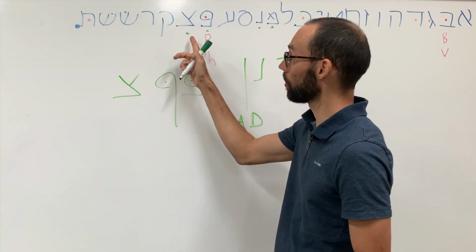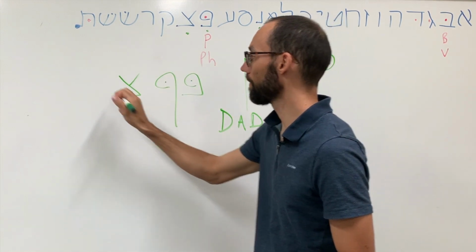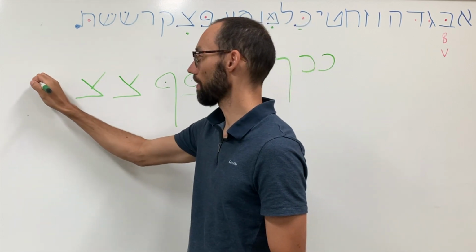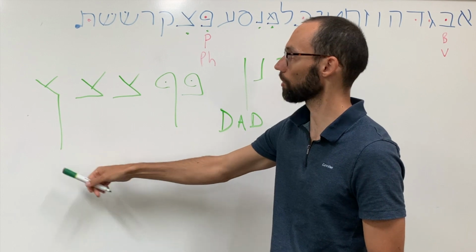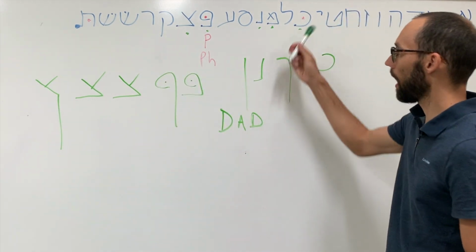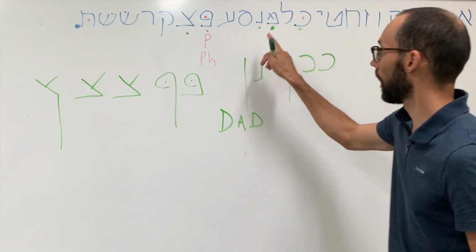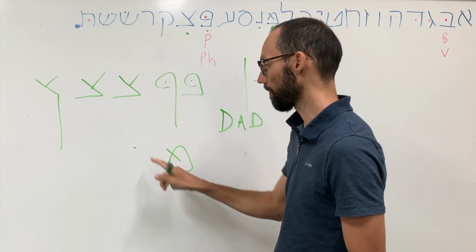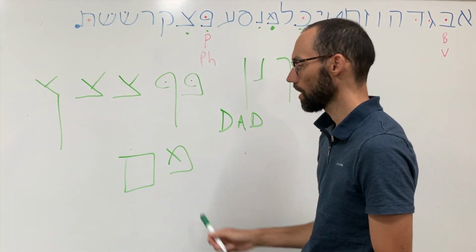And then also tsade, at the beginning of a word is like that. And at the end of the word, I wrote it the same. At the end of a word, this hangs down. So tsade at the end of the word looks like that. And then mem, I'm going to say mem for last because it's the only one that doesn't hang down. It closes up. So mem, in a final form, just looks like a box, basically.